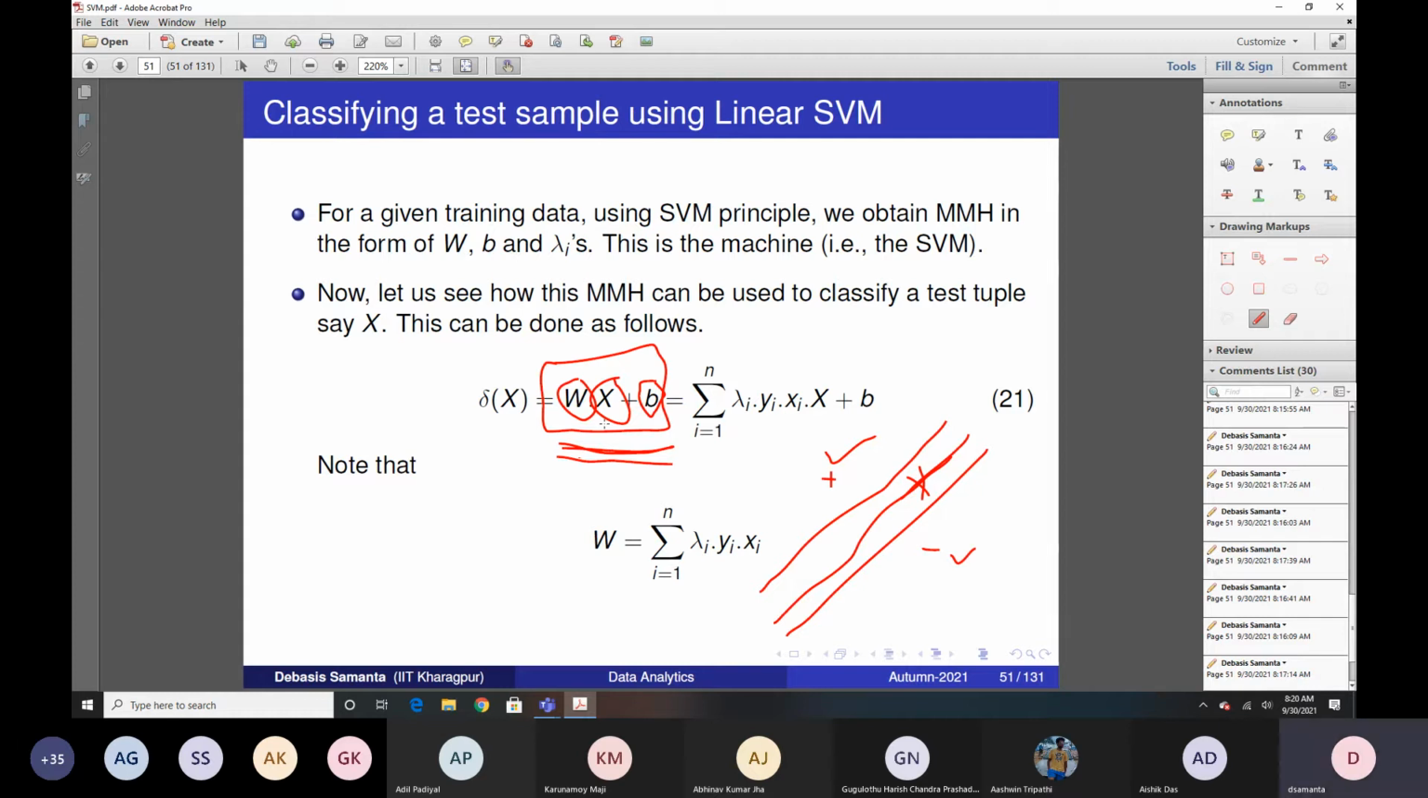My question is case 3. If for some unknown vector x, w dot x plus b returns 0 value, then in which class should it be? Plus or minus? It is on the hyperplane. W dot x plus b is actually the hyperplane. That means it is like this here. Then is it on the plus side or the minus side? Sir, we cannot determine. You cannot determine, undecidable.